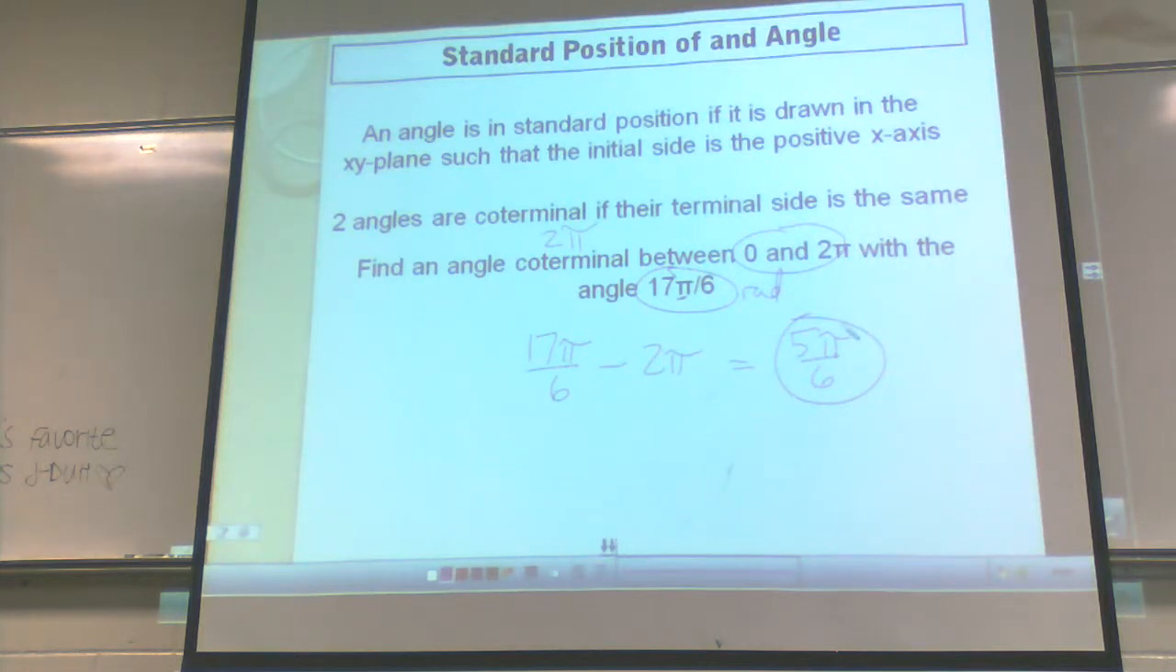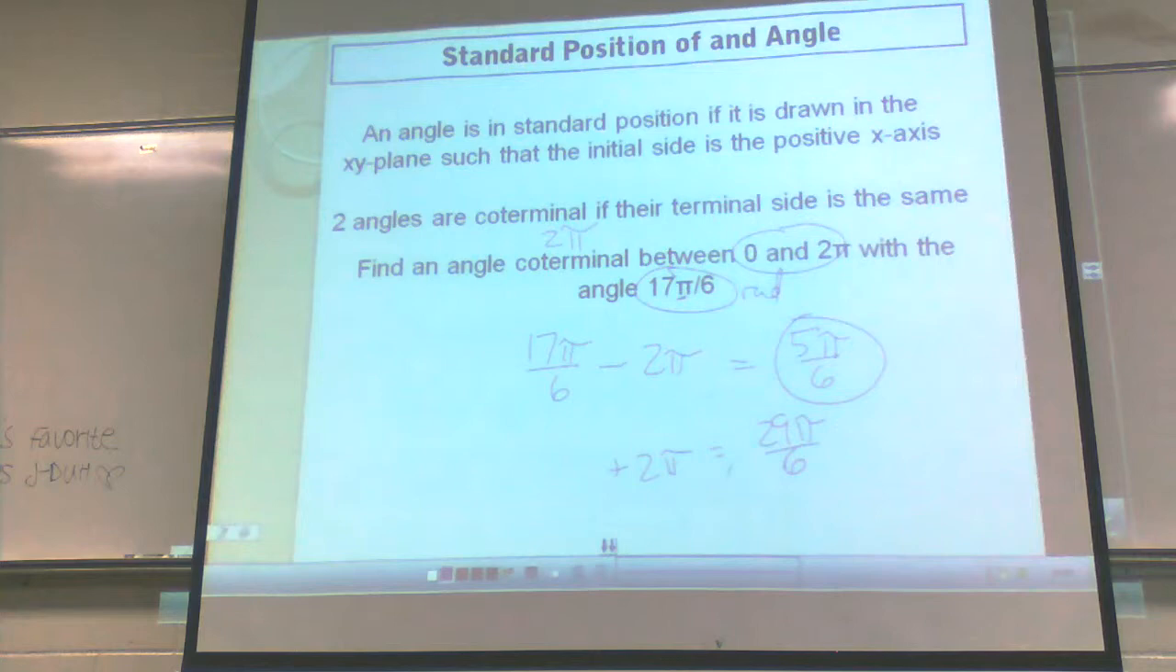If I asked you to just come up with another coterminal angle, you could have added 2 pi to it and also got an answer. If I didn't specify between 0 and 2 pi, if I just said find another angle coterminal to it, I could have added 2 pi there and got 29 pi over 6. And that also would have given me a coterminal angle. If I had done this in degrees instead of radians, you'd be subtracting and adding 360.